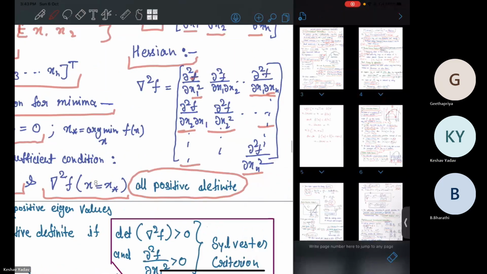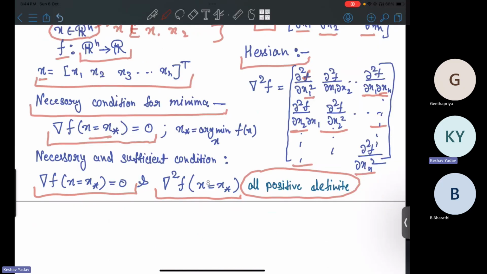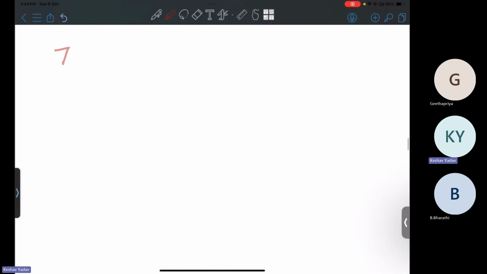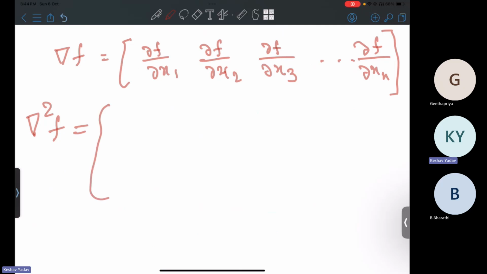So let me insert a page here. So my gradient is what? The gradient is del f upon del x1, del f upon del x2, del f upon del x3, up to del f upon del xn. If I want to find the Hessian, it will be the matrix of second derivatives, symmetric, equal to its transpose.